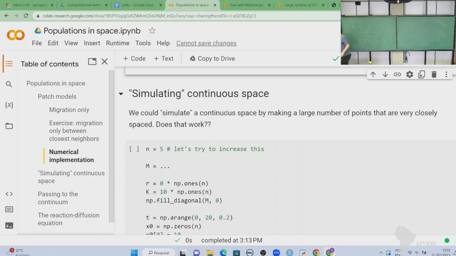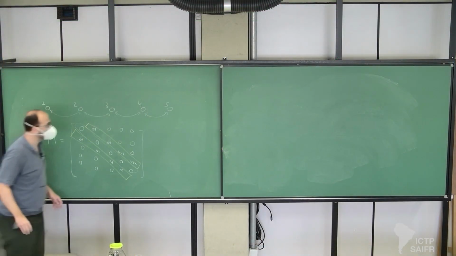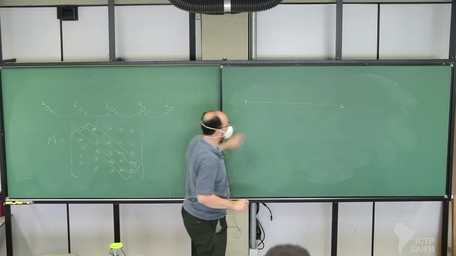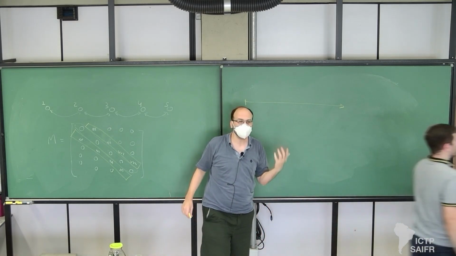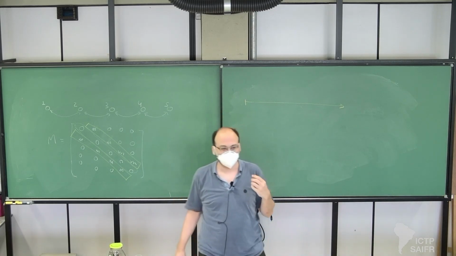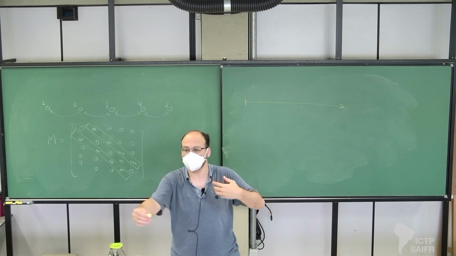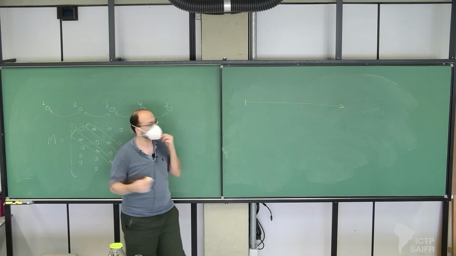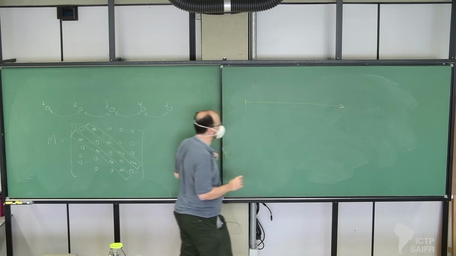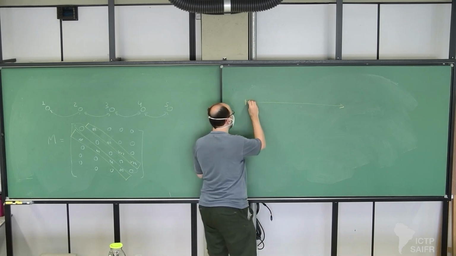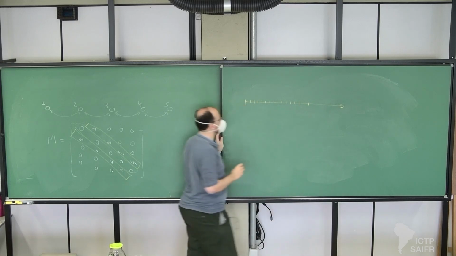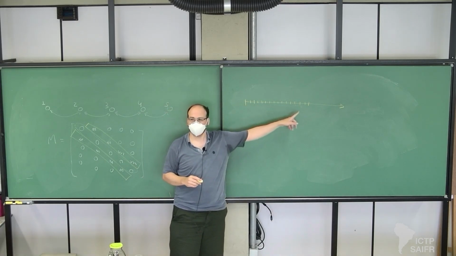So let me try to explain this on the board. I have a line here, right? And the whole line here is all habitat, okay? So I want to simulate what happens when I have my population in continuous space, okay? But we don't know how to do continuous space yet. So instead of trying to do something continuous, I'm just going to divide this into many pieces here, and I will treat each of them as if it were a patch, okay?